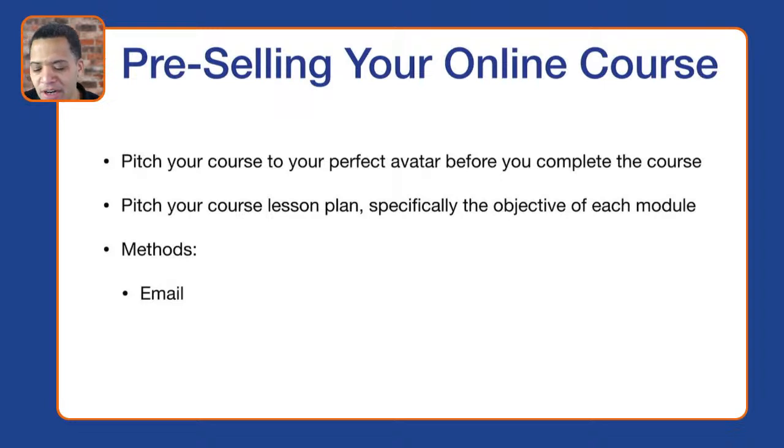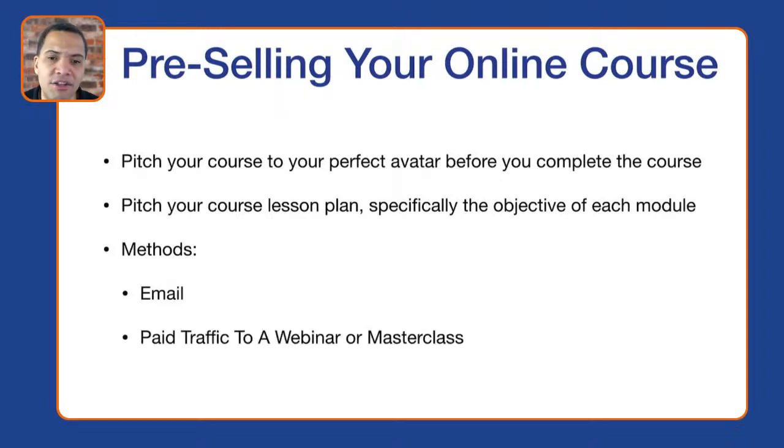So if you don't have a big list, what I like to do is use paid traffic. We're going to pay for traffic, and we're going to send them to a webinar registration page or a masterclass page. The difference between the two is that a webinar is just a free registration, and a masterclass is where they pay for some sort of mini course that you're going to give them over maybe an hour or 2 hours. It's like a lecture for 2 hours, right?